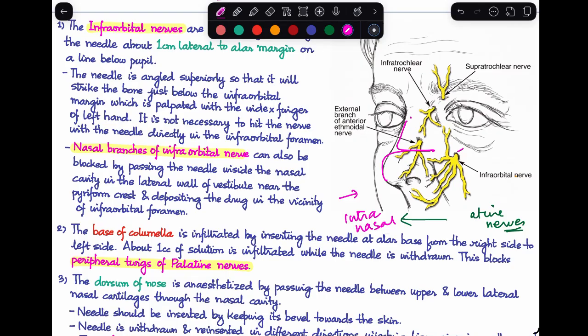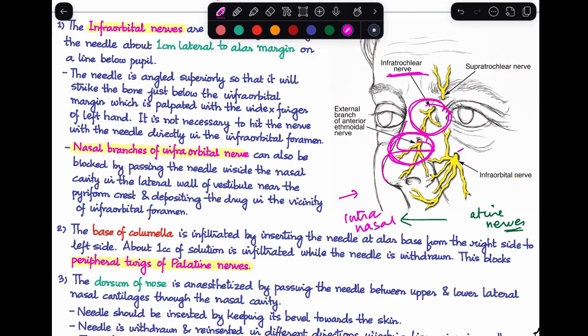Now, what are the nerves getting blocked here? If you look at the image here, we have the infratrochlear nerve, and we also have the external nasal nerve. This is our external nasal nerve. These two nerves get blocked by deposition between the medial canthus and the nasion. When you give your injection between the medial canthus and the nasion, it takes care of the infratrochlear nerve fibers. And when you give it at the level of the lower border of the nose, it takes care of the external nasal nerves.